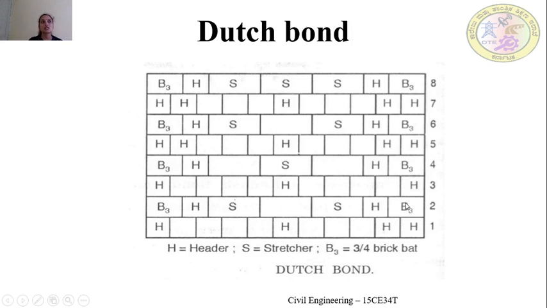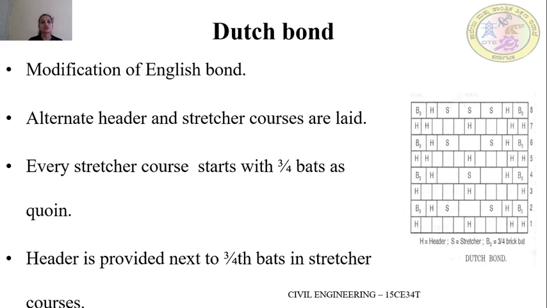So Dutch bond means this is the modified version of the English bond, and alternate headers and stretchers are laid, and every stretcher course starts with the 3/4 bats as coin, and a header is provided next to the 3/4 bats in stretcher courses. Okay.